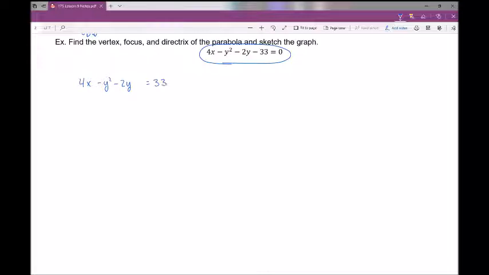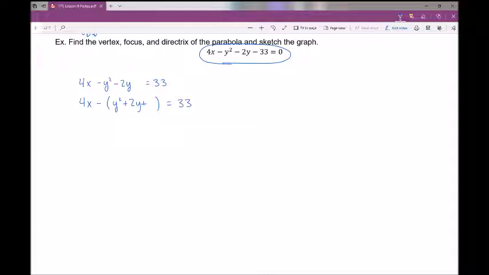Okay, so we get something that looks like that. Now, notice that this y squared has a negative, okay? So what I want to do is factor out that negative from everything that has a y in it. So we get 4x minus y squared plus 2y equals 33. And I'm leaving a space here because we're going to need to add a special number to complete the square.